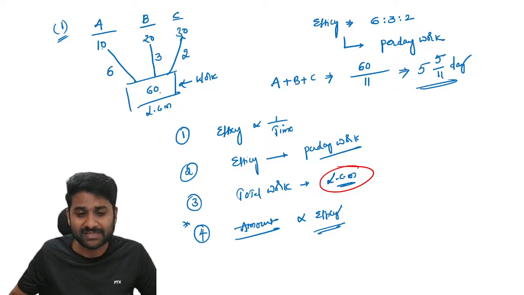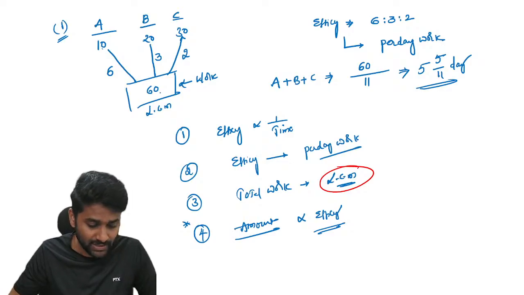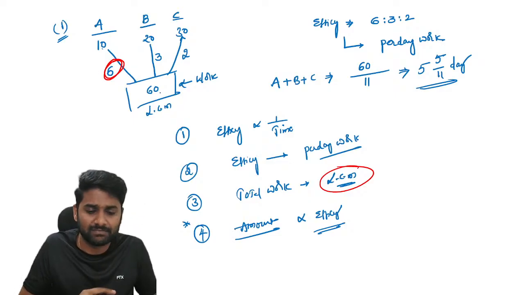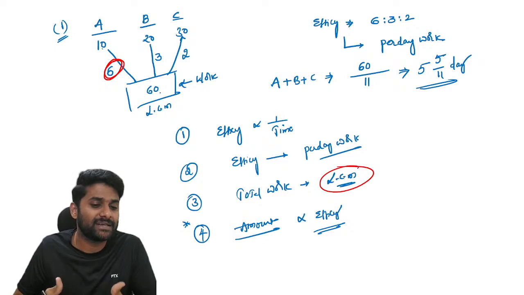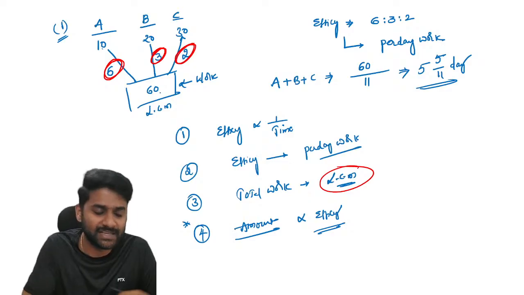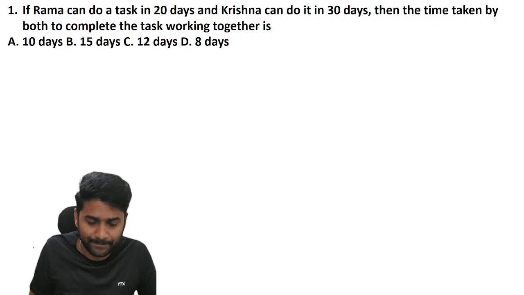Per day work means the work a person contributes in a day. So he can complete 6 units per day. If he works for 2 days, he completes 12 units. If he works for 3 days, he can complete 18 units. In the same way, per day work of B is 3 units, and per day work of C is 2 units. So this is all about the basic concept of time and work.